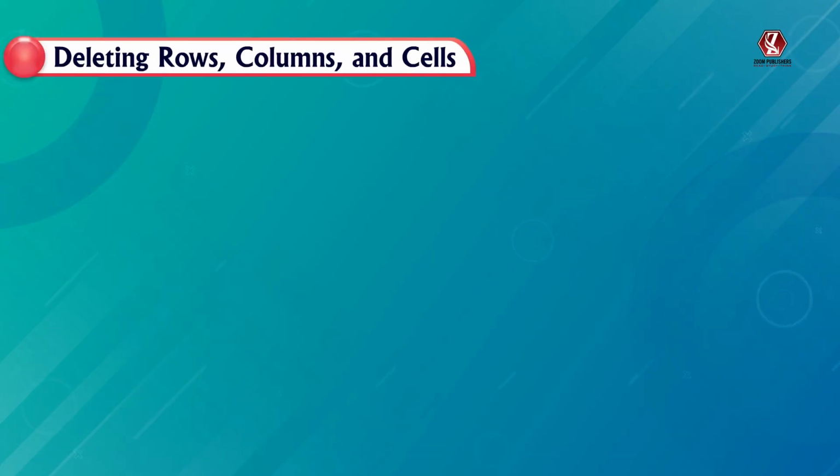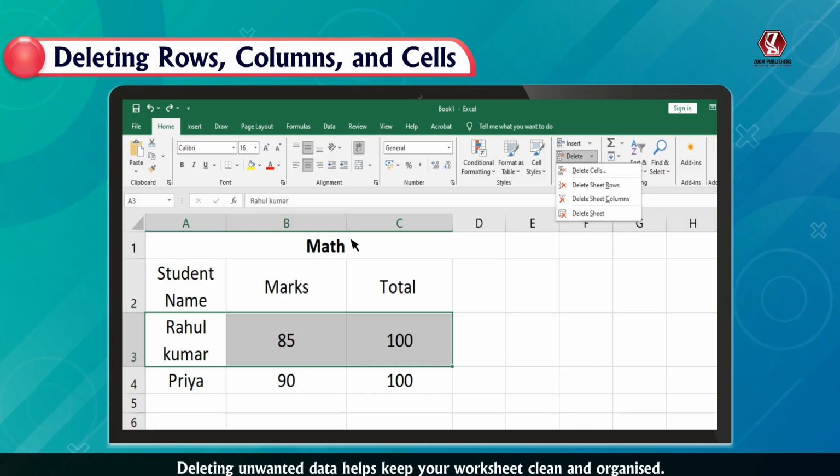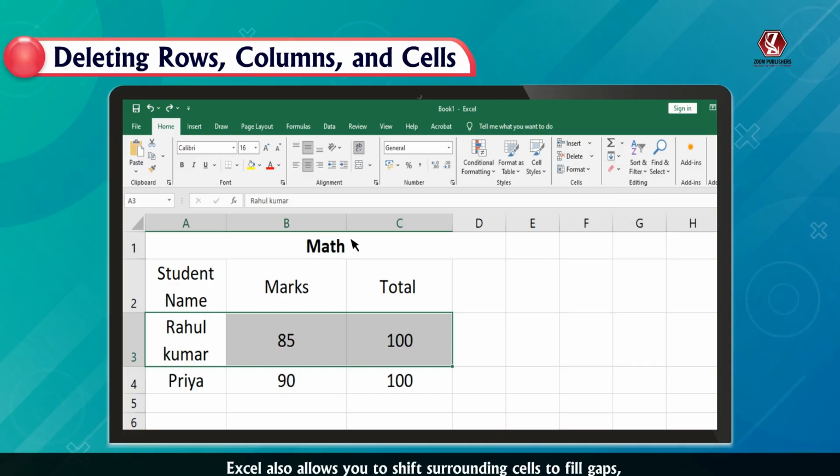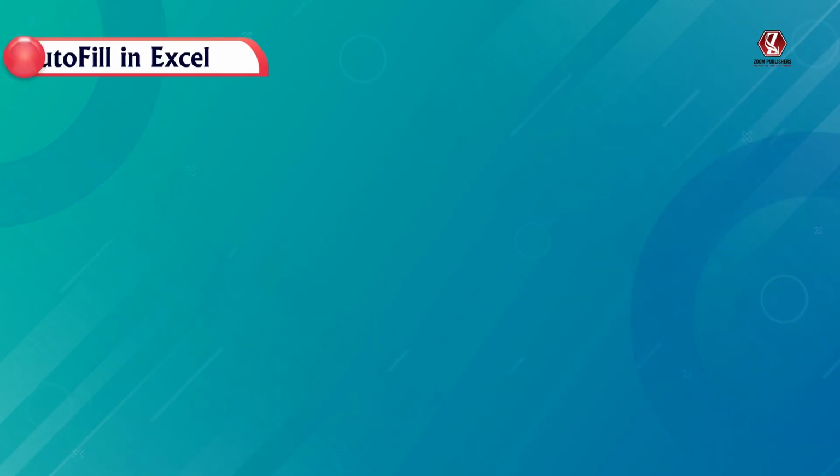Deleting rows, columns, and cells. Deleting unwanted data helps keep your worksheet clean and organized. You can delete entire rows, columns, or just specific cells, depending on your need. Excel also allows you to shift surrounding cells to fill gaps, ensuring the structure of your worksheet remains intact.